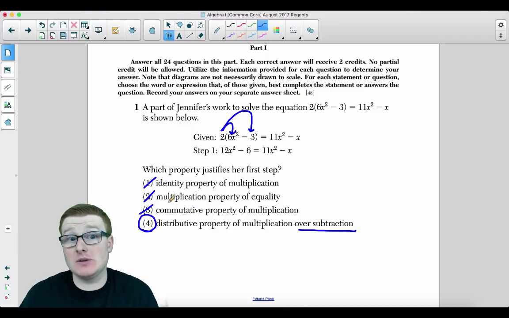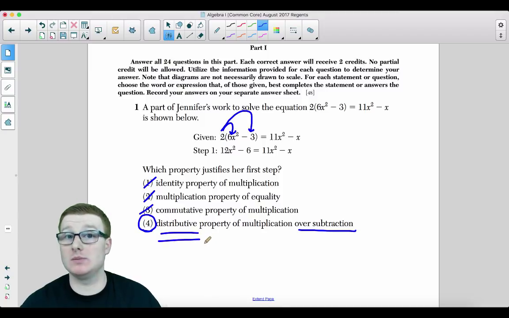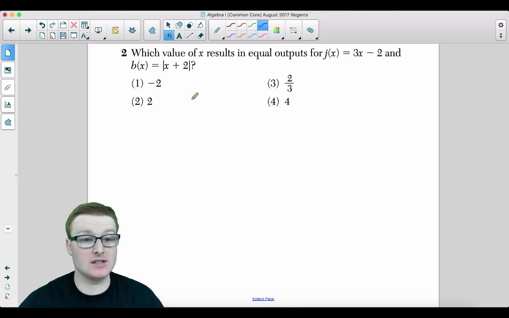They could have just put the distributive property, and that could have been an answer too, but anything that just says distribute would have been your answer. In this case, it's choice 4. Moving on to number 2.